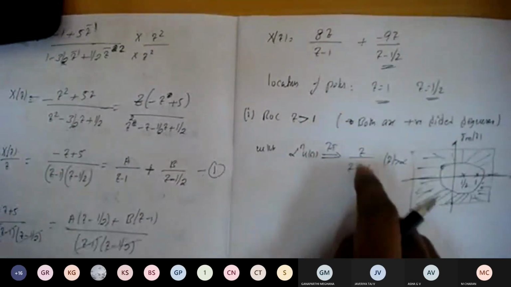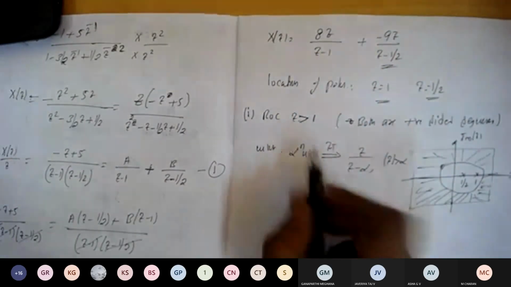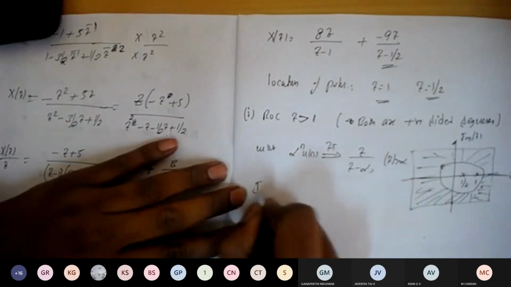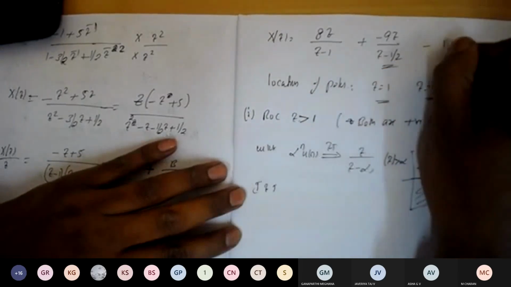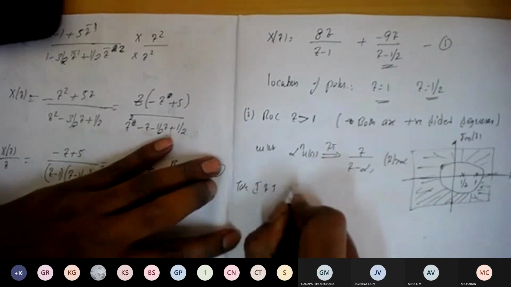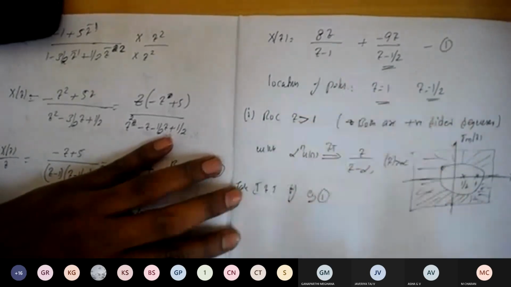In place of alpha, we have 1 and 1 by 2 in z. So with this ROC, we can assume both are positive sided sequences. Now we'll take the inverse z transform. You can call this equation number 1. So we take the inverse Z transform of equation 1.